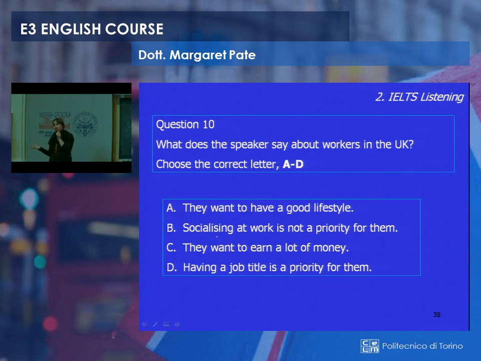Okay, he might talk about other countries, or he might talk about other types of people. Okay? And the same in the options A, B, C, and D. Want good lifestyle. Socializing, not priority. Want earn money, or a lot of money. So when you're looking at multiple choice, I think it helps for you to focus by underlining what you think are the key words, the key pieces of information.